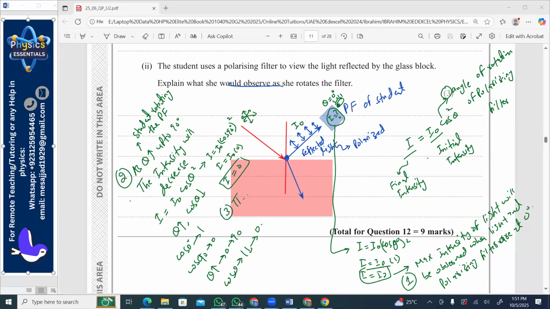So you just write the third point: the intensity is 0 at 90 degrees. And what is the angle 90 degrees? The angle between the incident light and the polarizing filter. Okay, I hope you understand the concept of this polarizing filter.